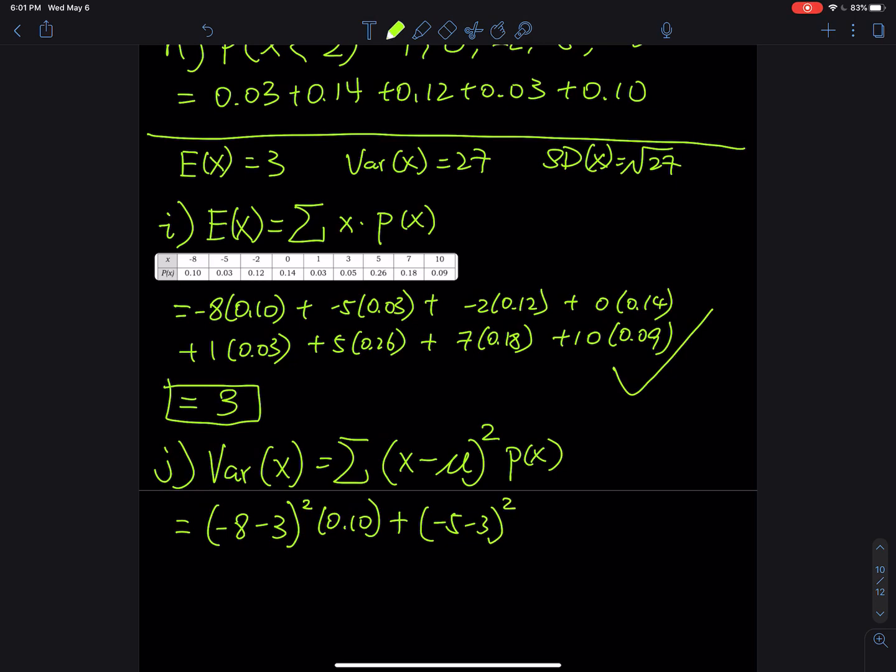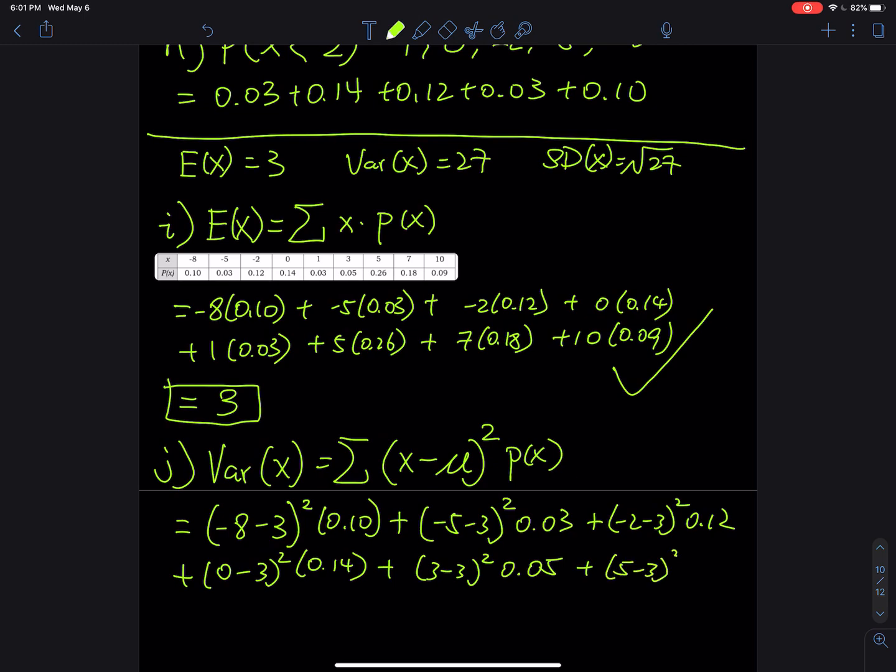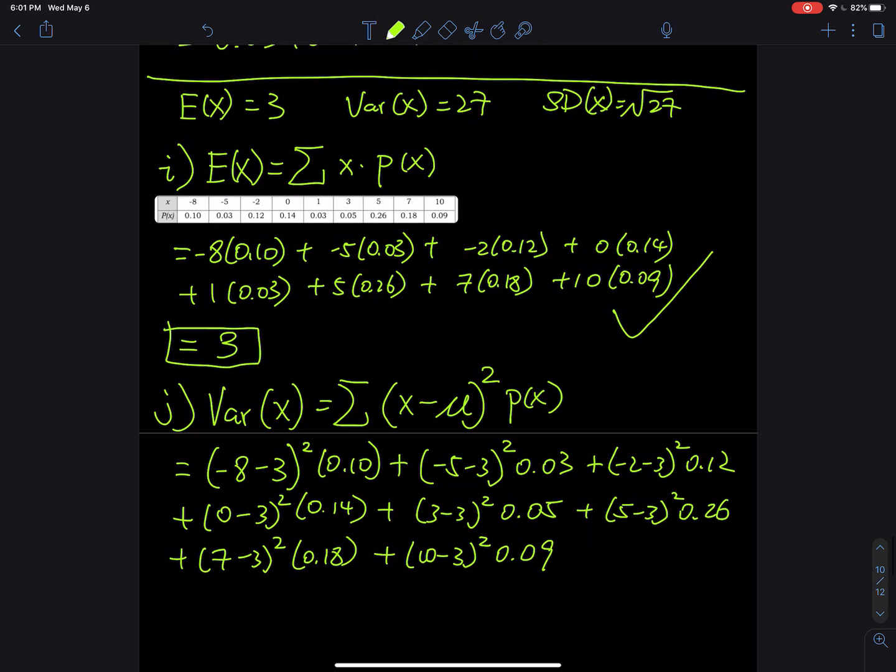-8 minus 3 square times probability, -5 minus 3 square times probability, -2 minus 3 square times probability, and then 0 minus 3 square times probability, and then 1 minus 3 square times probability, and then 5 minus 3 square times probability, and then 7 minus 3 square times probability, and then 10 minus 3 square times probability. So that according to what I typed, I said that is equal to 27.